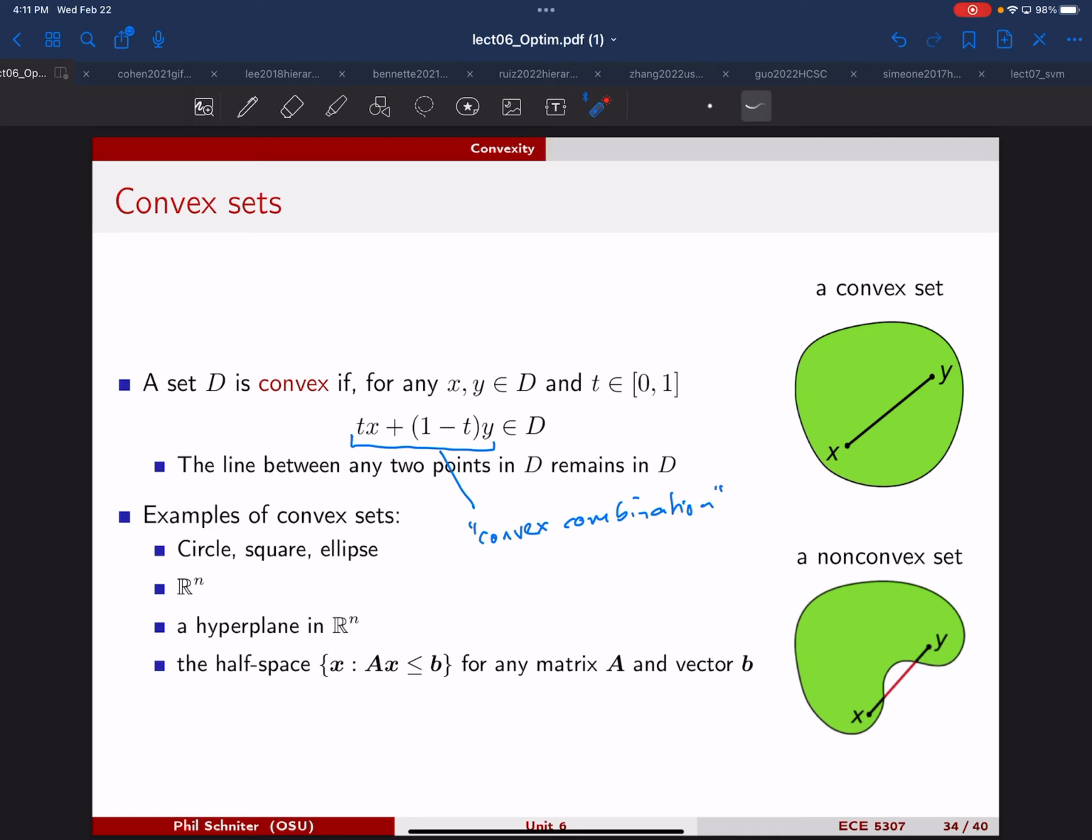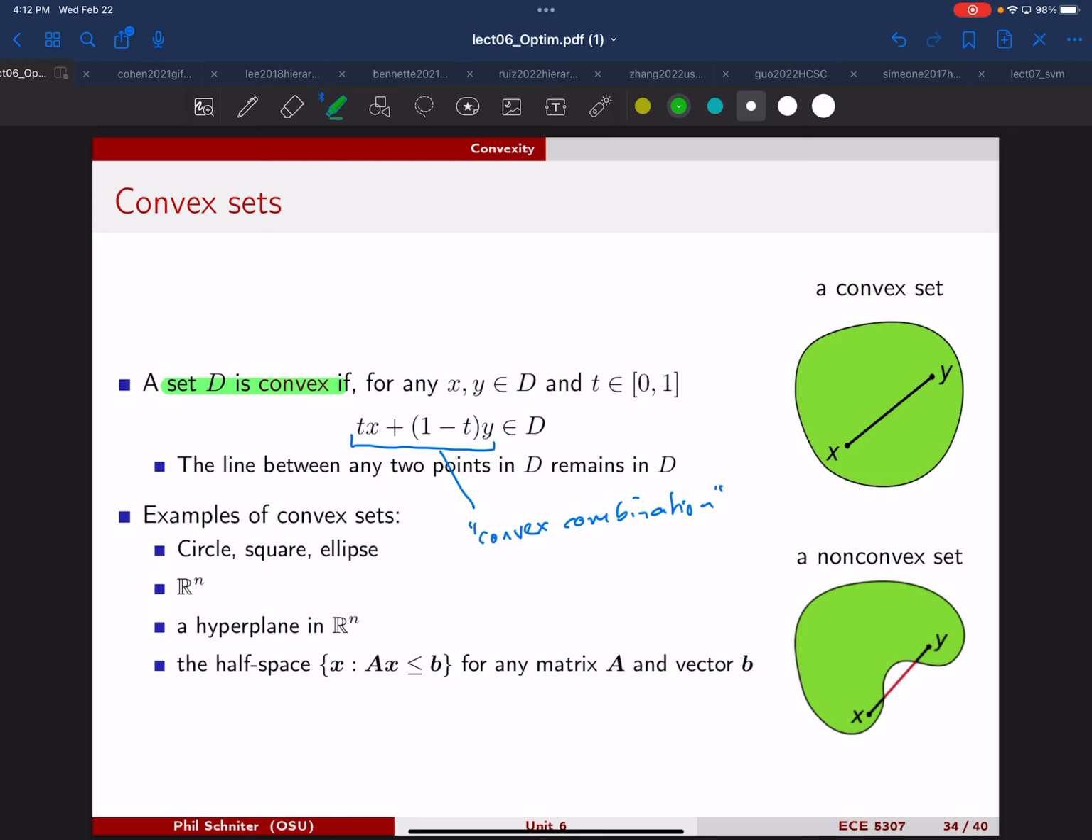So in other words, here's our 2 points. So this convex combination of those 2 points would be any point along that line segment. And if for any 2 points x and y in the set, anywhere I choose them, all the points on the line segment are still within the set, then it's convex. Here is an example of a non-convex set where we're able to find 2 points. We draw the line segment, and then we find that some of the points on the line segment are actually outside of the set, so therefore it's not a convex set. So this is what it means for a set to be convex.